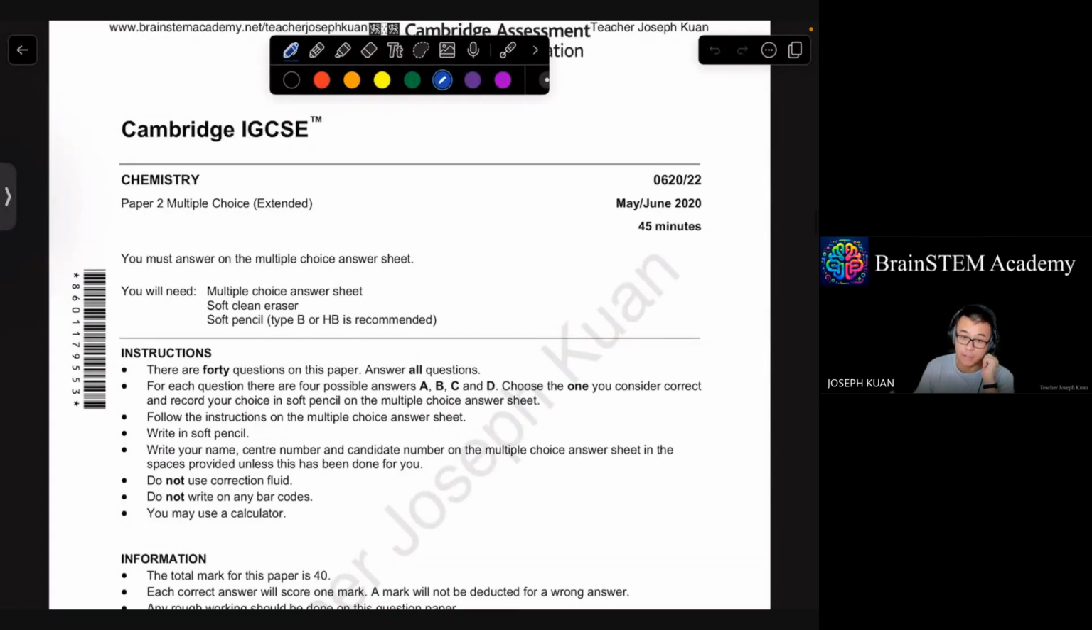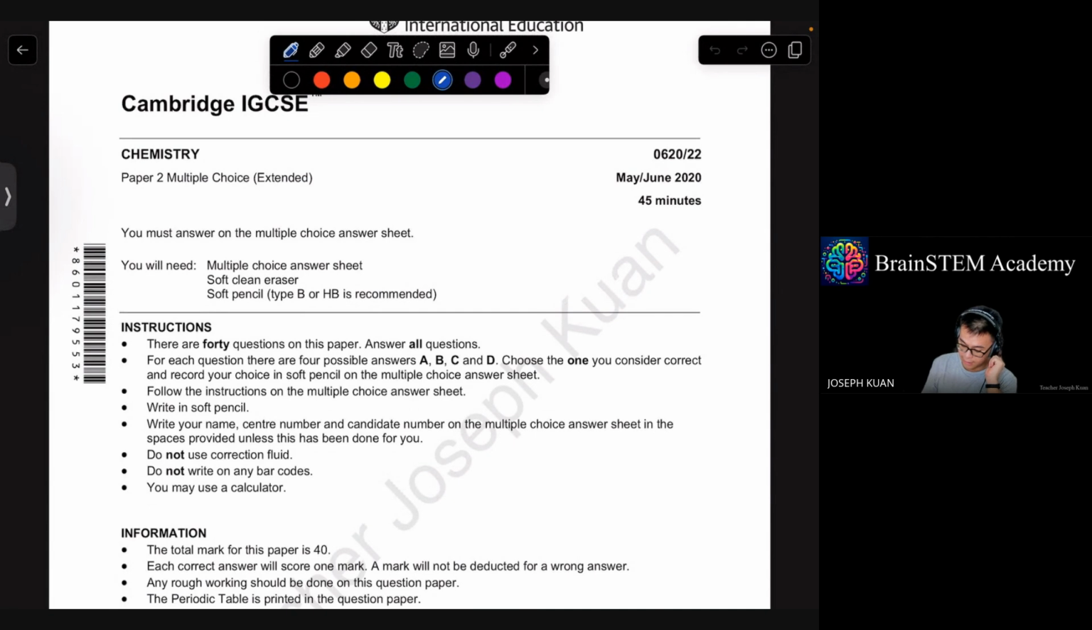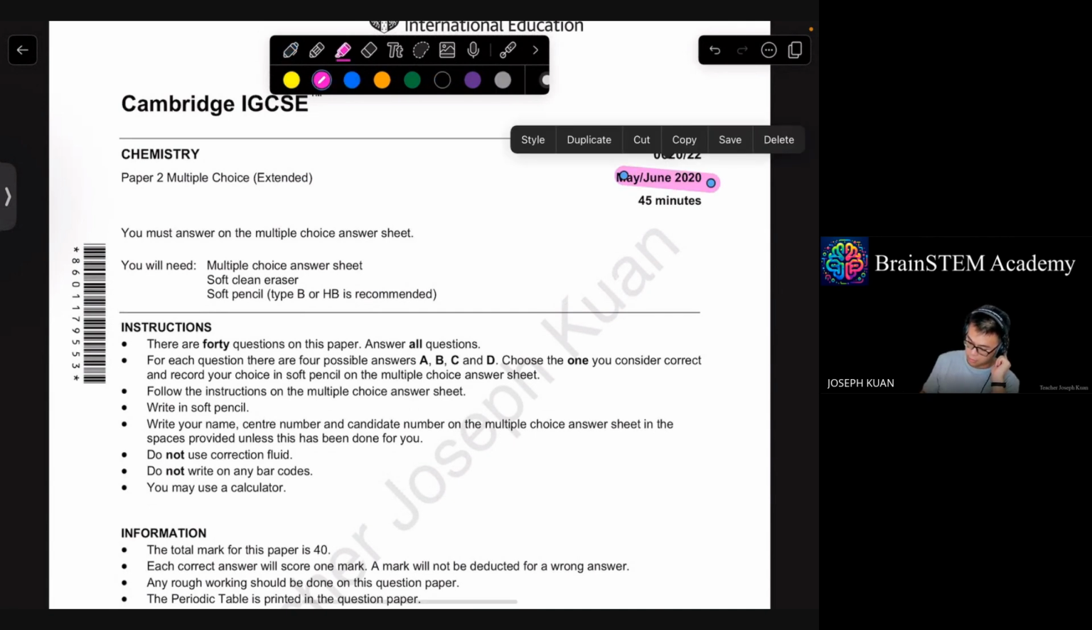This is Cambridge IGCSE Chemistry Paper 2 Multiple Choice Extended for May-June 2020. Variant 2.